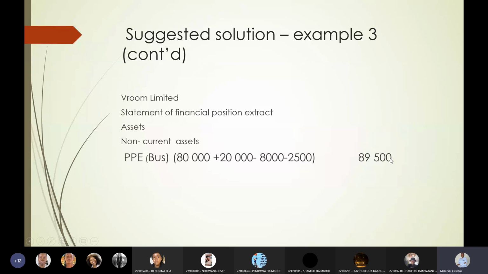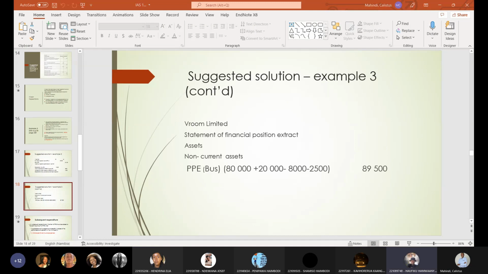Just one line item. You will not split it and say bus, major inspection, and then show the amounts at cost minus accumulated depreciation. You just show it as one line item. Are there questions? Okay, it seems that there are no questions. Let us continue.